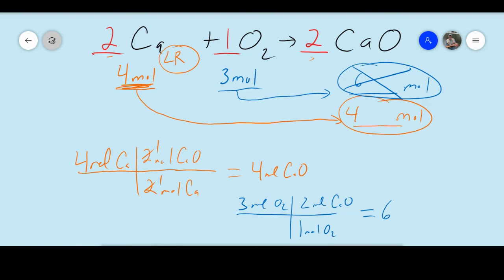We take each reactant and we go to moles of product. You can also go to grams of product or liters of product. The key is we have to end with the same units. If you look at my units here, both of these are moles of calcium oxide. Now I can compare. I know that the reactant calcium makes the least amount of product. So that's my limiting reactant. So that's one way. Now, there's another way to figure out which one is the limiting reactant.